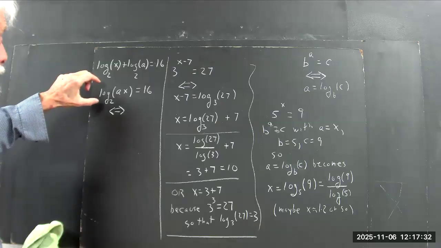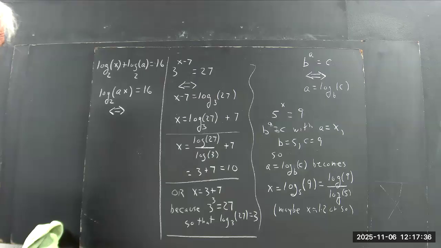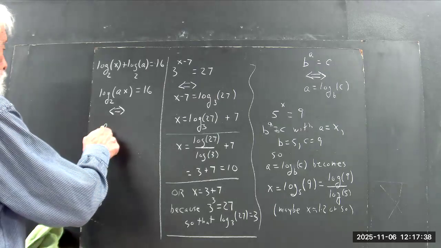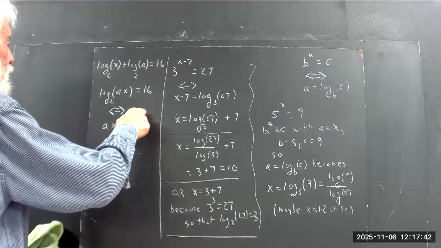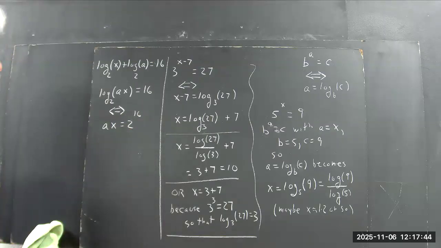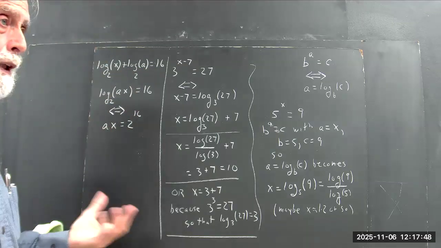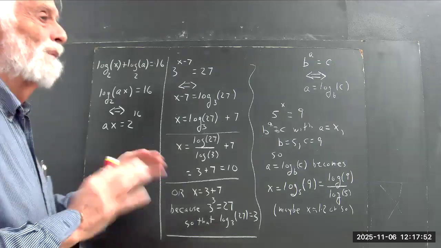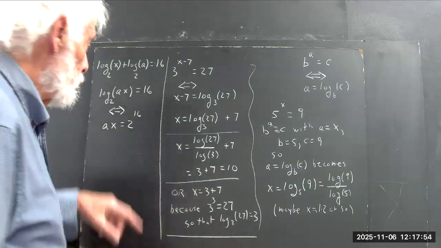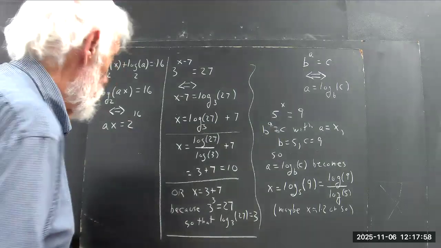Okay, so we say log base 2 of ax equals 16 is equivalent to ax equals 2 to the 16th. Now, before I said 16 was a power of 2, we were going to use that, and I was just being stupid, okay? That was real stupidity, I was just pretending. Okay, ax equals 2 to the 16th.